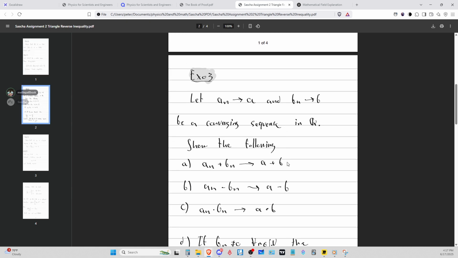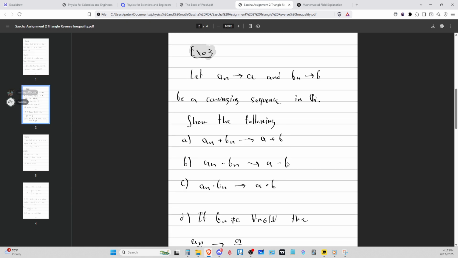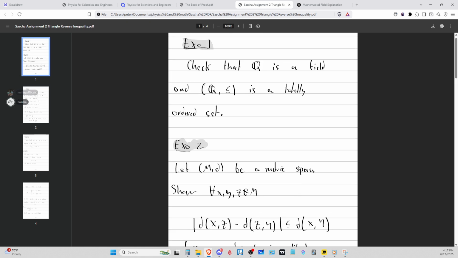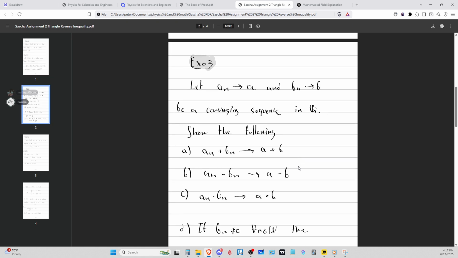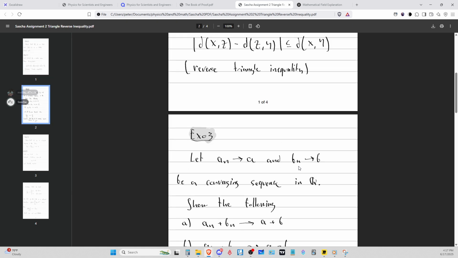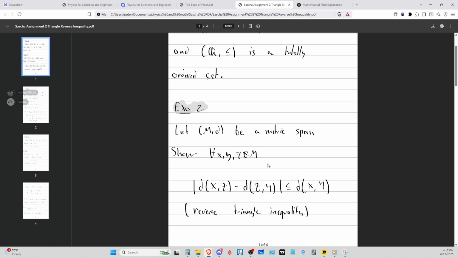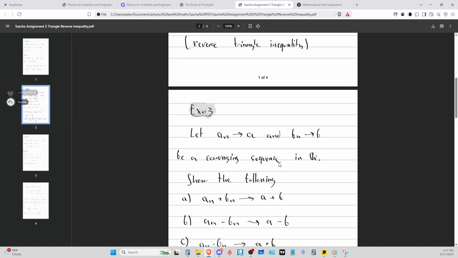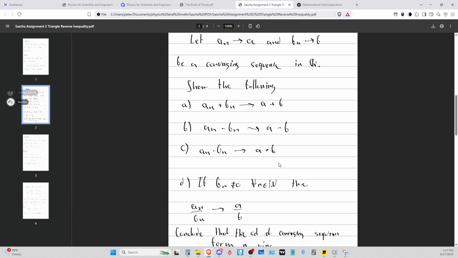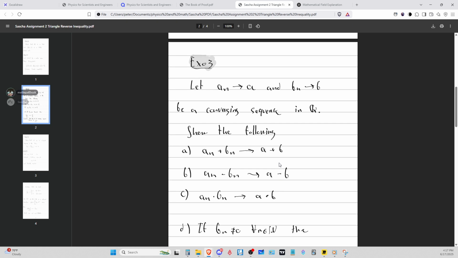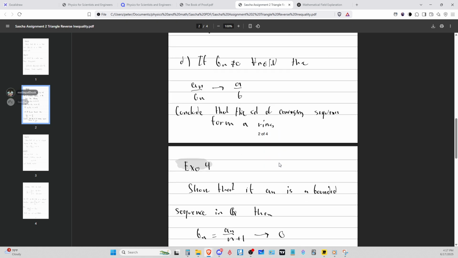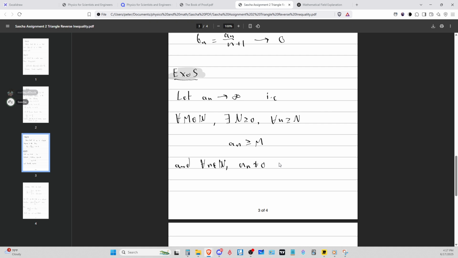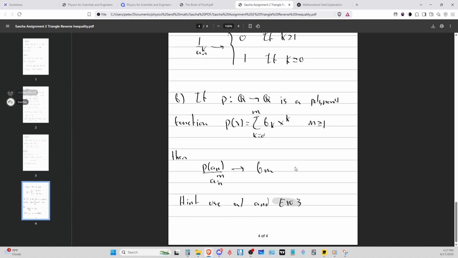Exercise 3 for the second sheet? Yeah, for the second sheet, I want you to do exercises 3 to 5. The first two are sort of relevant, but not really. This one's like metric spaces. Exercise 3 is an important one, because it involves sequences.